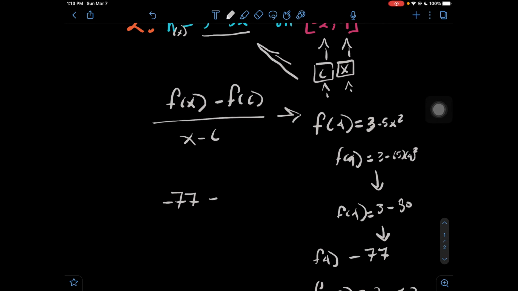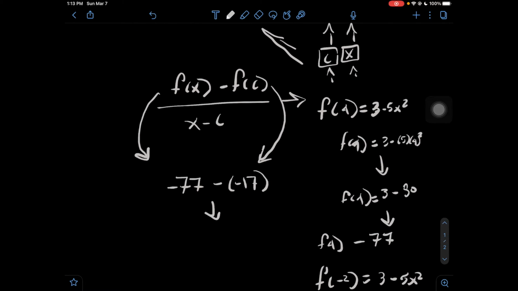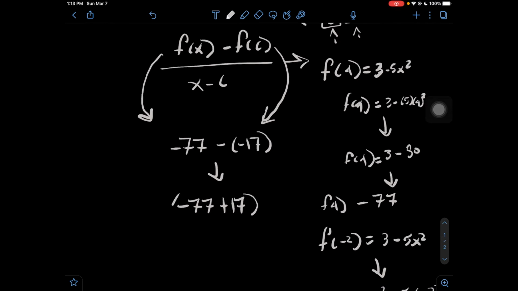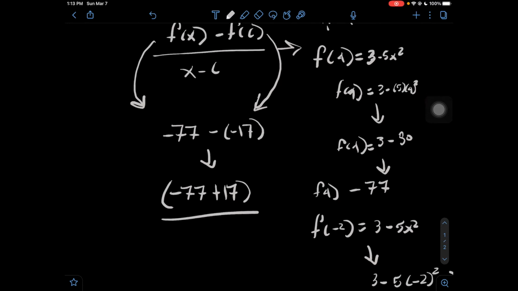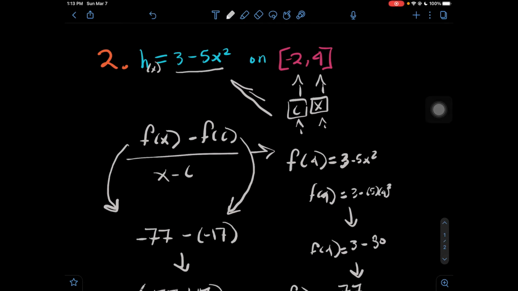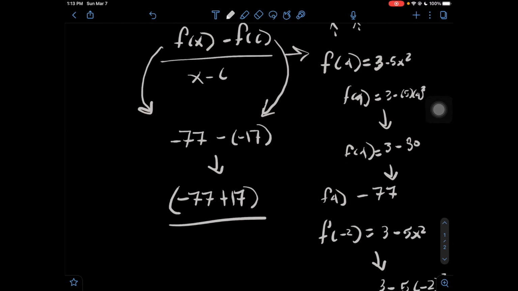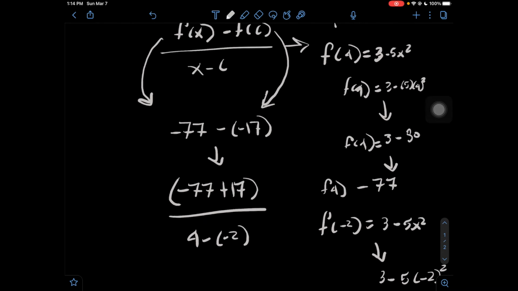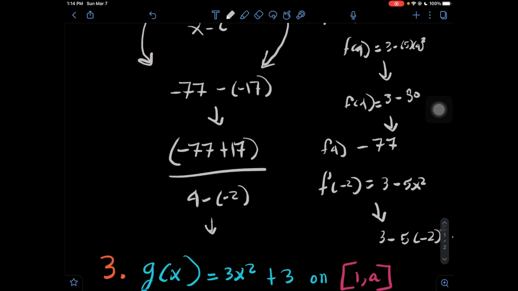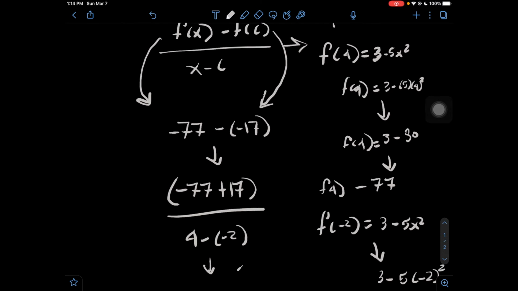So that means f of c is -17, so this can just be written as -77 plus 17. Now let's do our denominator, which is x minus c. We said our x value is 4, and our c value is -2. So it's 4 minus -2, and our denominator can be simplified to 4 plus 2, which is just 6.